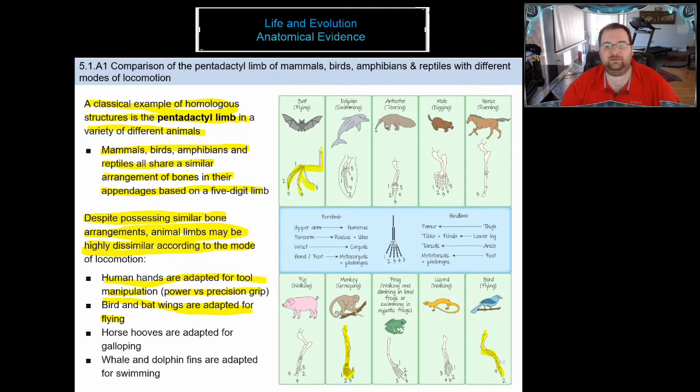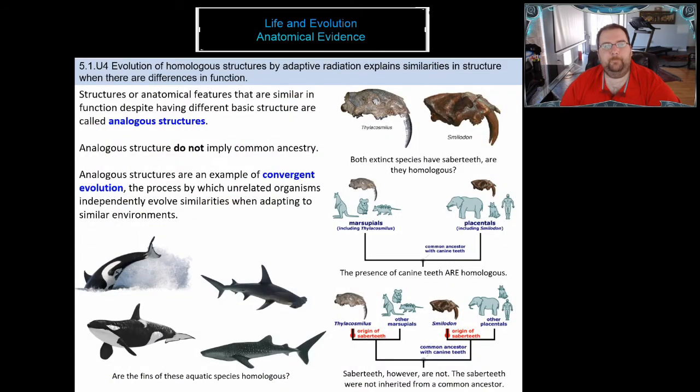Because they're adapting to similar niches in their environment. Horse hooves are adapted for galloping, right? And we can see how the structure here would allow them to do that very well, right? And it's going to be a similar structure to that of a pig. Whales and dolphins are adapted for swimming. And again, we already saw the dolphin limb. Let's move on. Let's look at analogous structures.